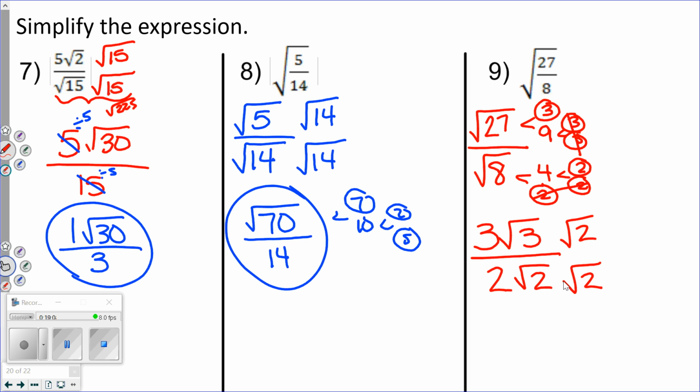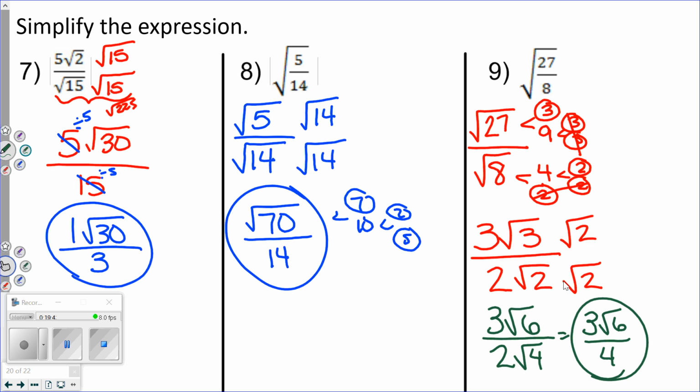by radical 2. Now I'm going to take you step by step through this one so I don't lose anybody. On the top, what's 3 radical 3 times radical 2? 3 radical 6. On the bottom, I'm going to write it down step by step. It would be 2 radical 4. But what's radical 4? 2. Times this 2, that'd be 4. So 3 radical 6 over 4. And then simplifying again, 3 over 4 doesn't simplify, and I'm done.